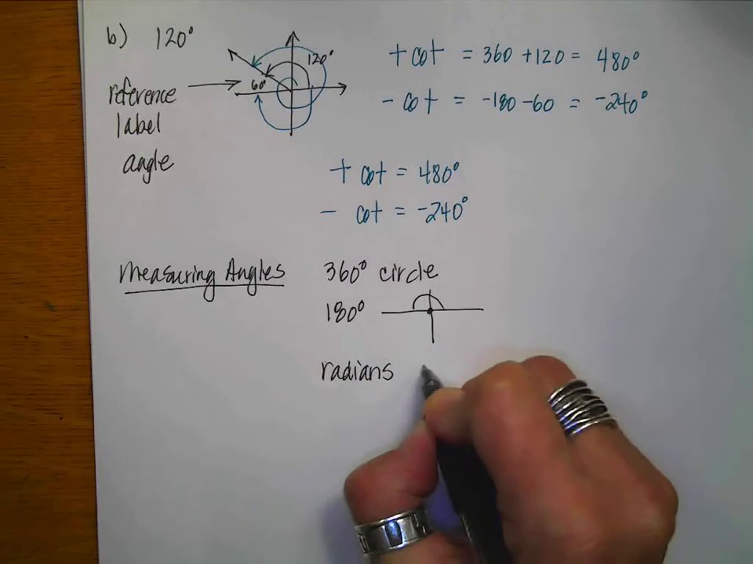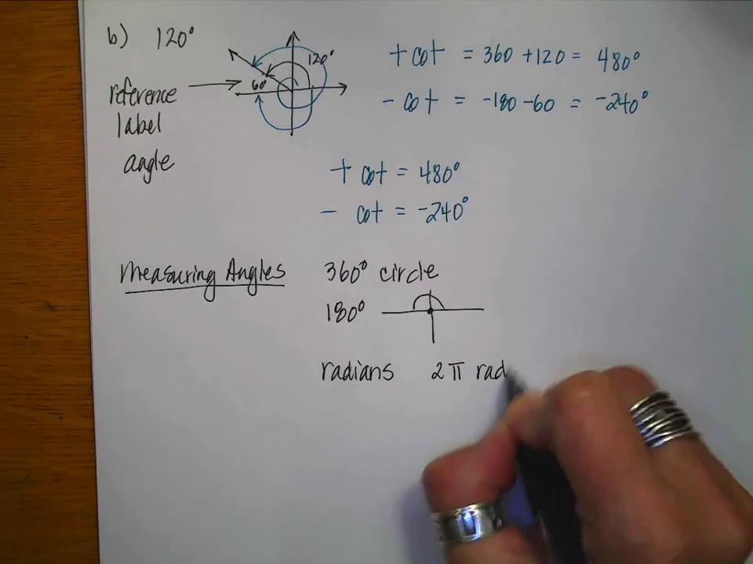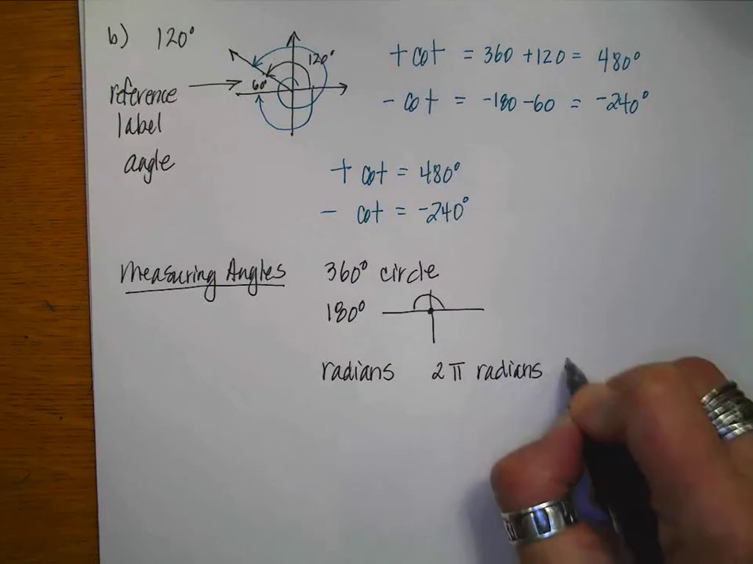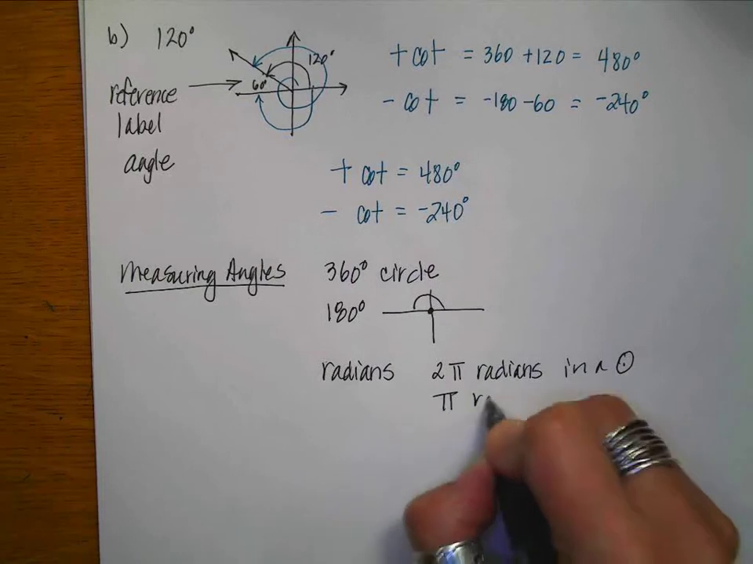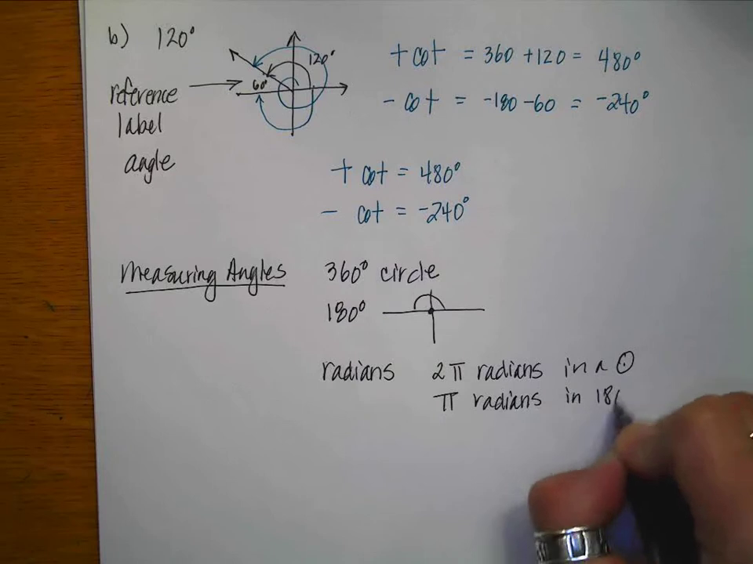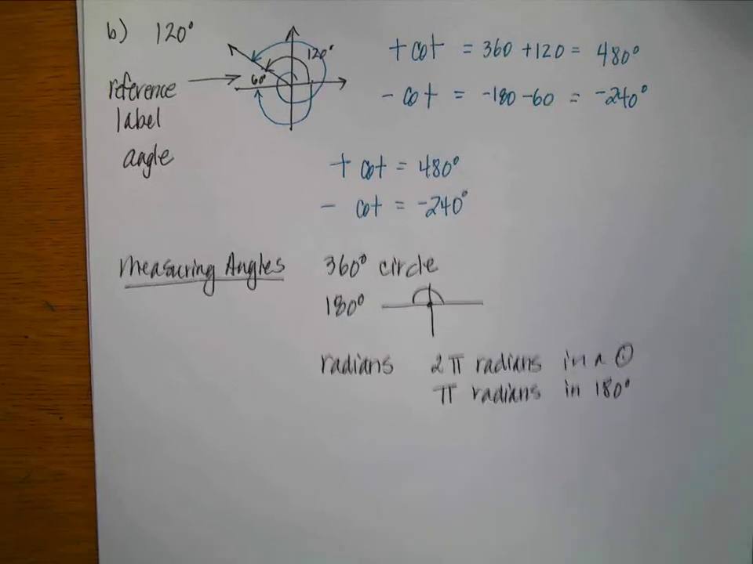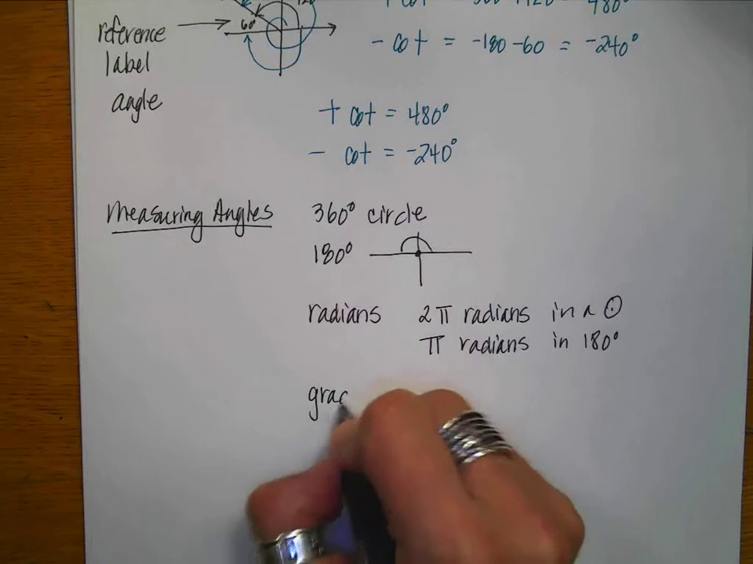Radians is the expectation for Big Kid Math. There are 2 pi radians in a circle. Okay, there are pi radians in 180 degrees. So those become your conversion factors.